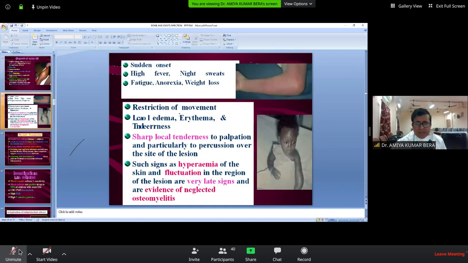There may be restriction of movement because of sympathetic effusion as well as muscle spasm, and at times subacute involvement, particularly if the physis is intracapsular.